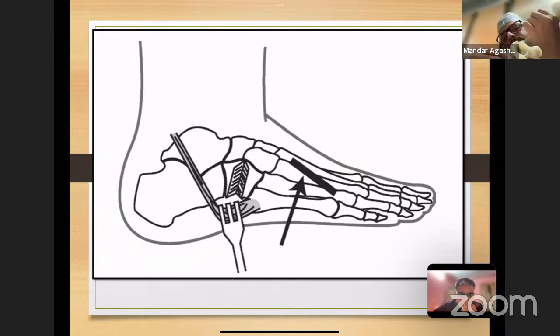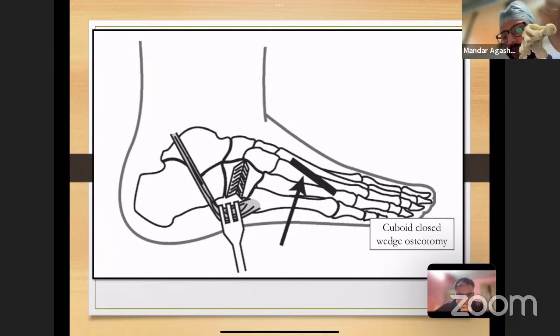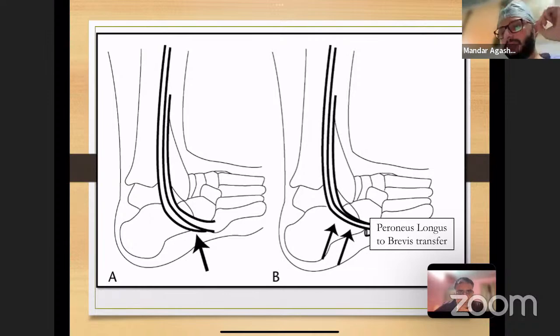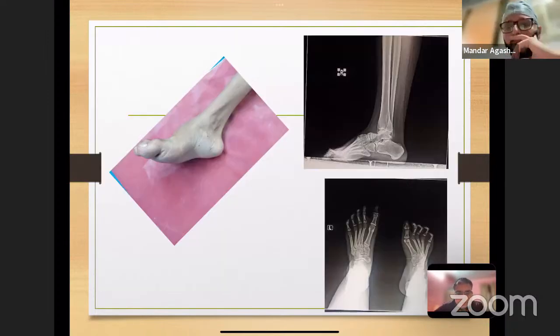Then if there is a significant amount of varus, you do a cuboid close-wedge osteotomy. And you can fix it with either a staple or a K-wire. And lastly, you transfer the peroneus longus. Now, peroneus longus goes behind the fifth metatarsal and is attached to the base of the first metatarsal. This is a contributor of the first metatarsal drop. So, you transfer the peroneus longus to the peroneus brevis. So, this is one component of the osteotomy. This leads to a very good and robust correction of all components of the equinocavovarus deformity.